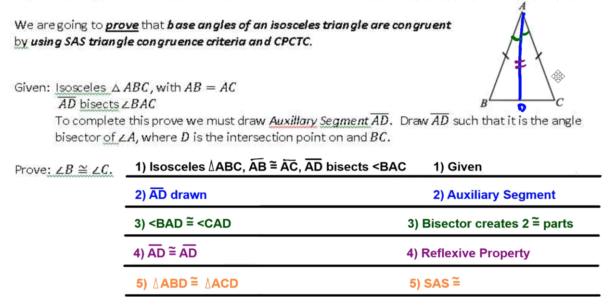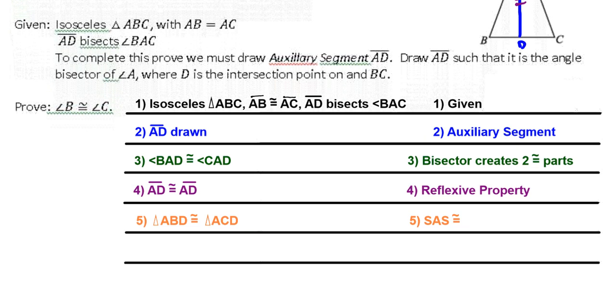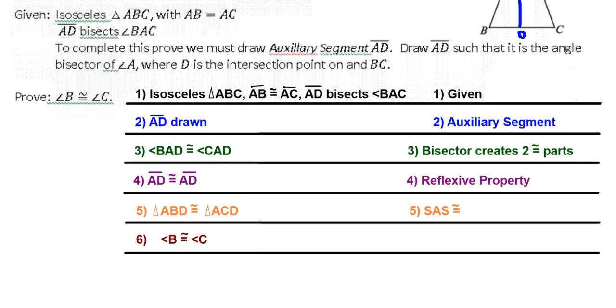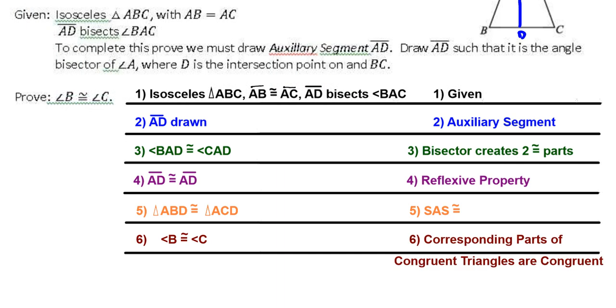Our proof asks us to prove that the base angles of an isosceles triangle are congruent. That means prove that angle B is congruent to angle C. Since these two triangles are congruent by side angle side, even though they weren't mentioned in the proof yet, if the two triangles are congruent, I can put one on top of the other and match up all the corresponding parts. So the piece that's left for our proof is to match up angle B congruent to angle C, because corresponding parts of congruent triangles are congruent.